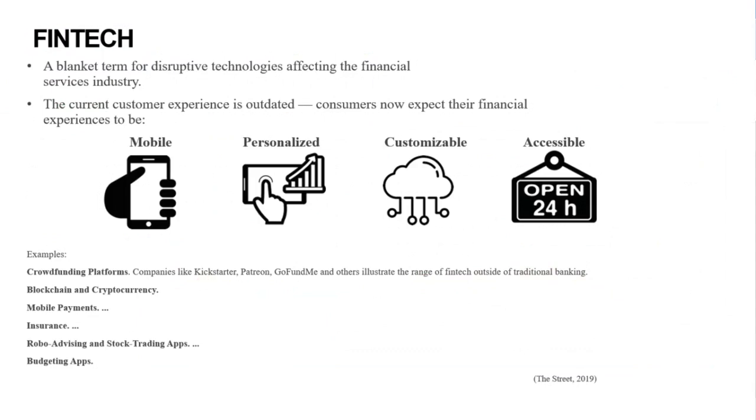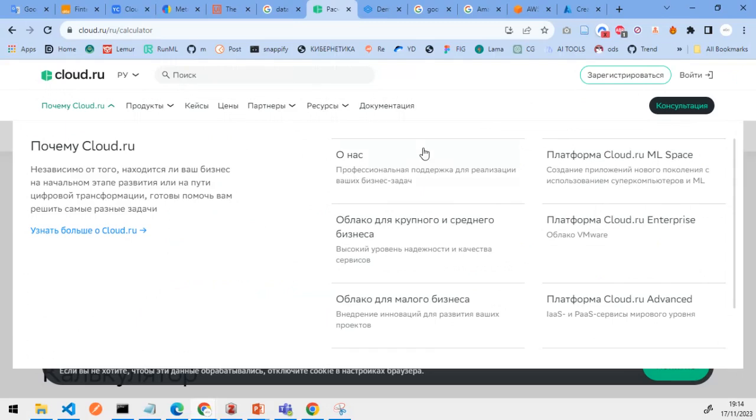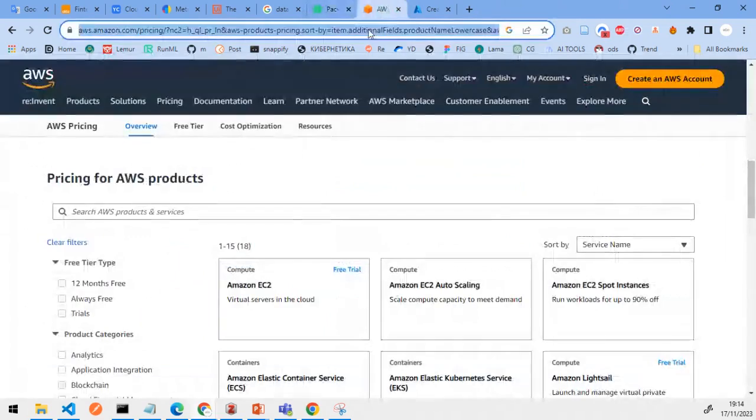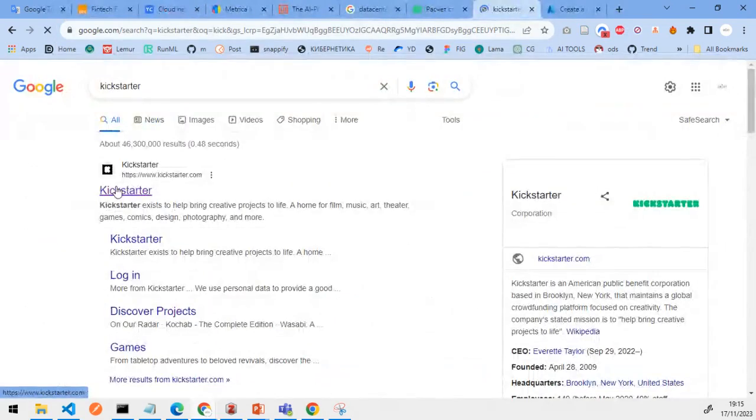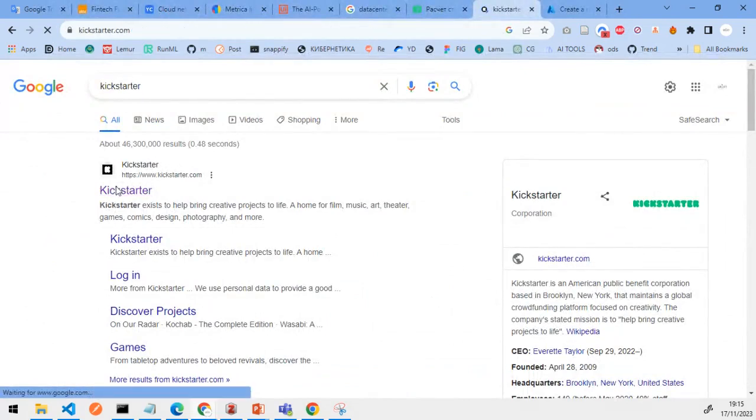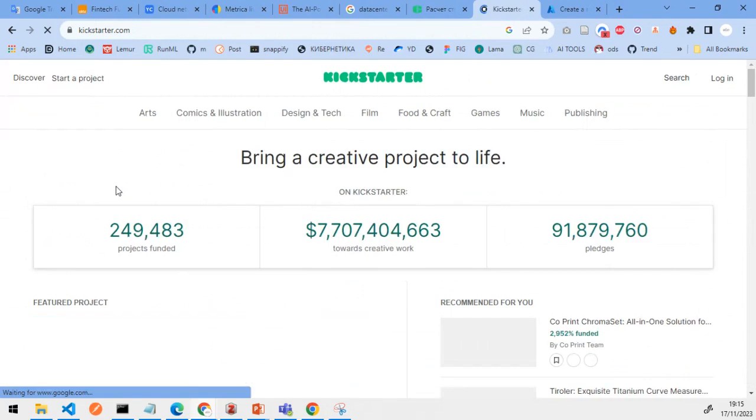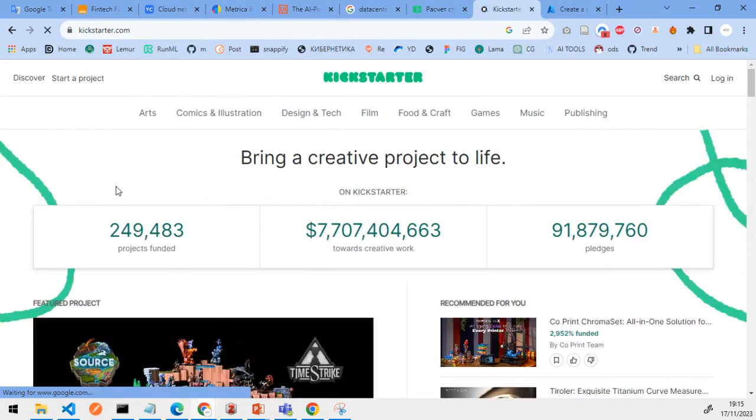So just to give you an idea of what I'm talking about, let me close this. Yeah, I'm going to go to Kickstarter. All right. So Kickstarter, if anybody has heard about Kickstarter before, then here's your chance. Kickstarter is an interesting platform, and this is the amount of money that they've raised so far.